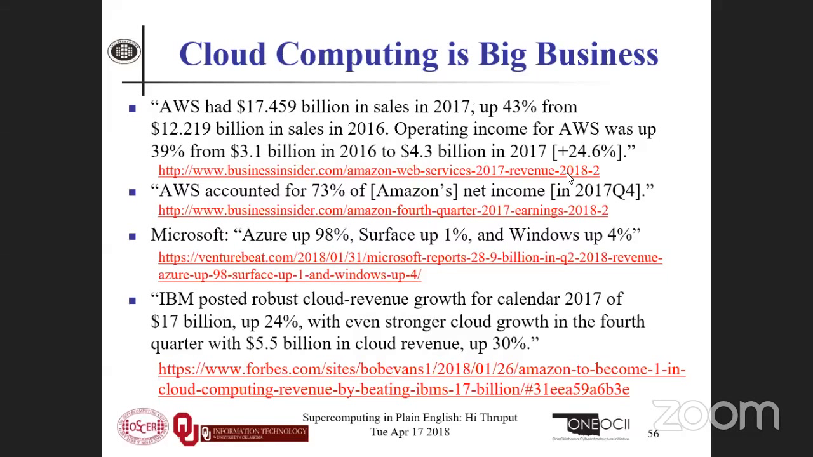Microsoft Azure doubled in one calendar year, right? Their cloud service doubled in a single calendar year compared to Windows revenue, which grew by 4% during the same period. So this is a game changer for all of these companies. It's changing how they can make money and how much money they can make. IBM was up a mere 24% in calendar 2017, but in the fourth quarter, they were up 30%. So that's not quite Moore's Law, but that's sort of headed in the direction of Moore's Law.